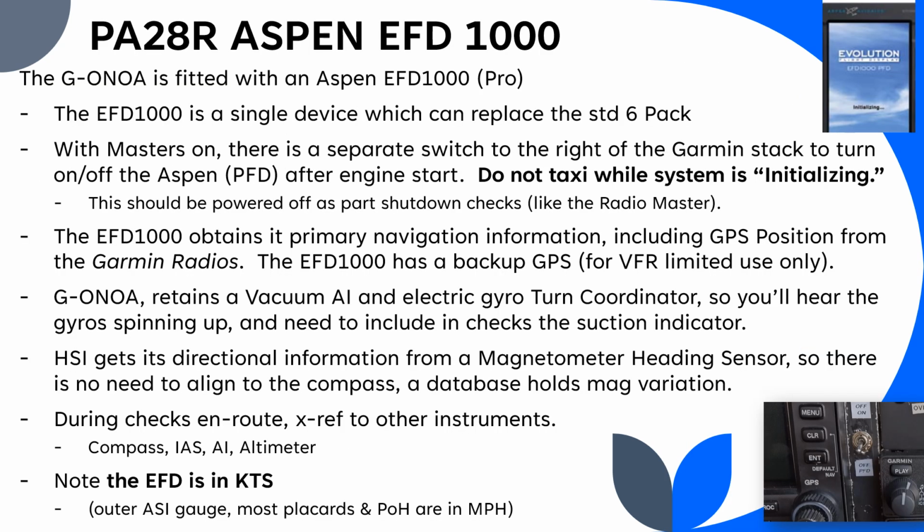RPA-28R Golf Oscar November Oscar Alpha is fitted with an Aspen EFD1000 Pro. This is a single device that can replace the standard six-pack. With the masters on, there is a separate switch to the right of the Garmin stack to turn on the Aspen, close to the radio master on and off switch. This can be tricky to see from the left-hand seat.